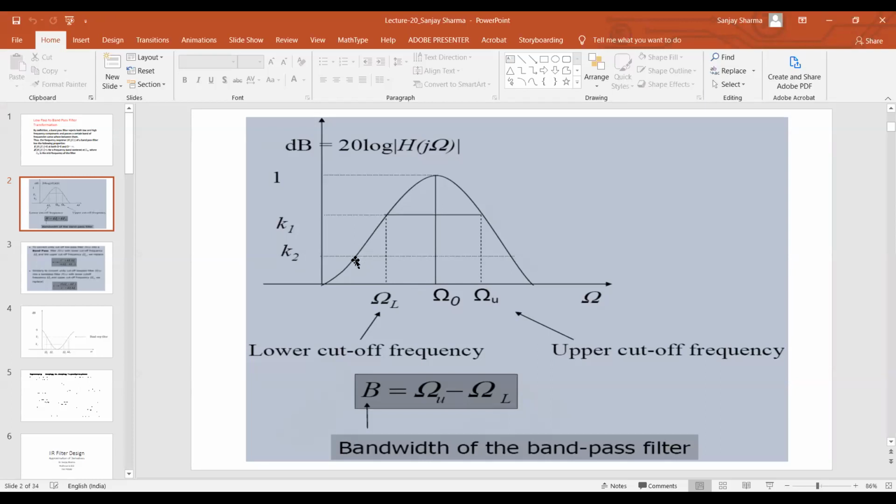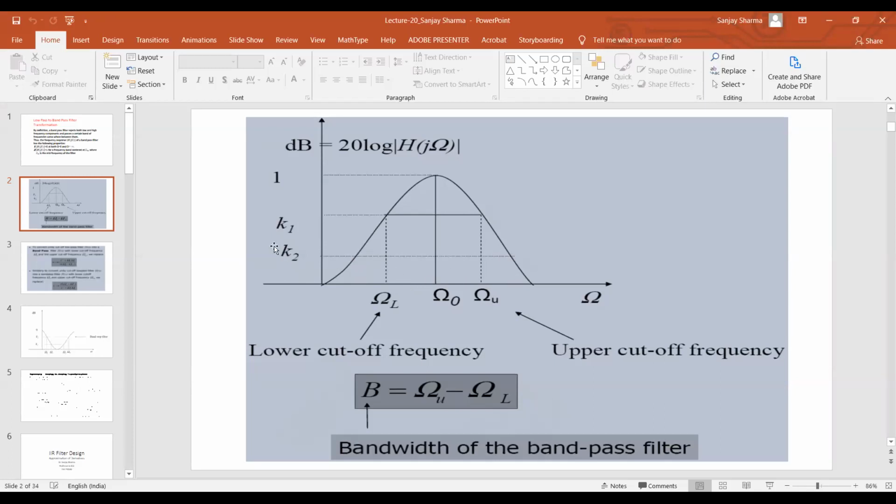One is at this point. I have not given a symbol to this point, but this is the left point of the first stop band frequency, and this is the point for the second stop band frequency. So K2 is the stop band attenuation and K1 is the pass band attenuation.